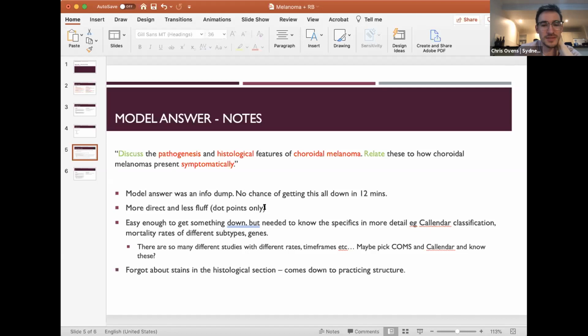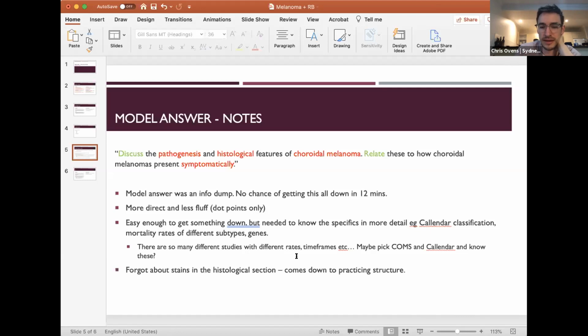And I suppose just the specifics of the classifications, the mortality rates, the genetics. I found that there were a lot of different, especially with the prognostic features. There are a lot of different places that had like 15-year mortality versus 5-year mortality versus survival rates versus risk of transformation, so lots of statistics.